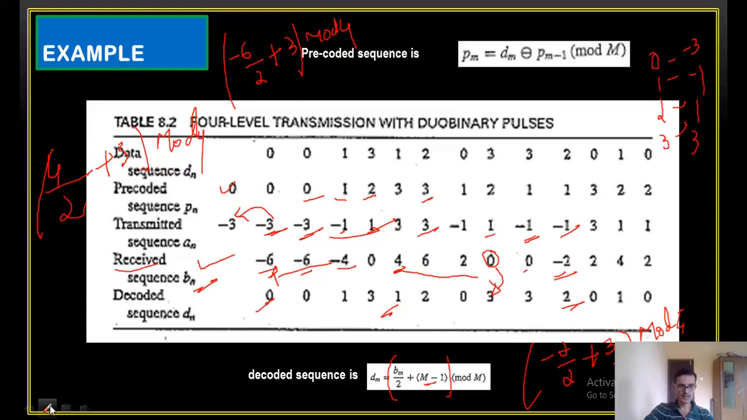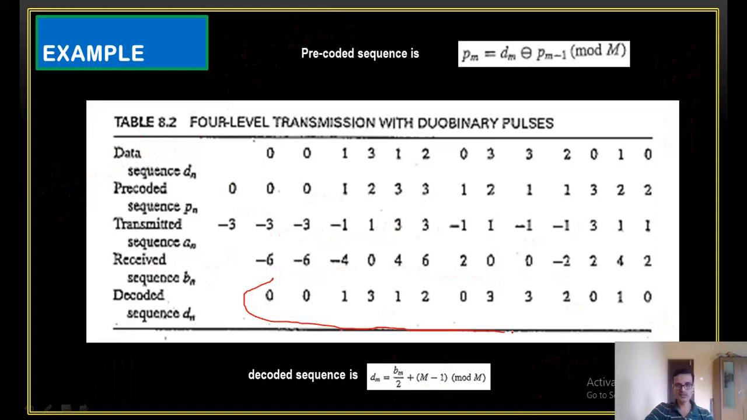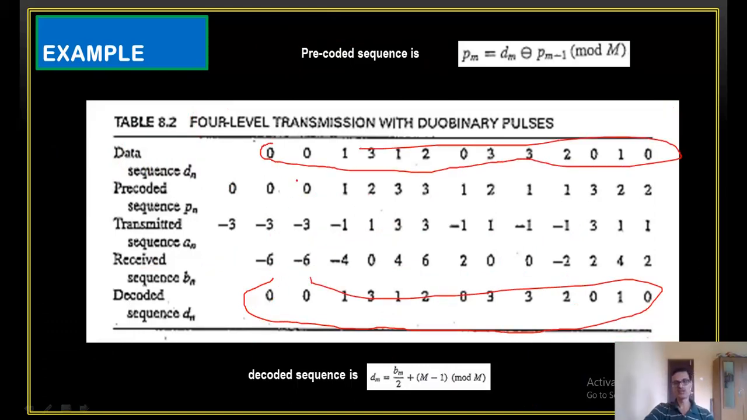Now just compare. Before comparing, let me erase everything. Just compare this with this. Both are same. The original data sequence is actually recovered by using this particular equation. You can say by applying this equation, we have recovered this one. So this is for the M-ary case.